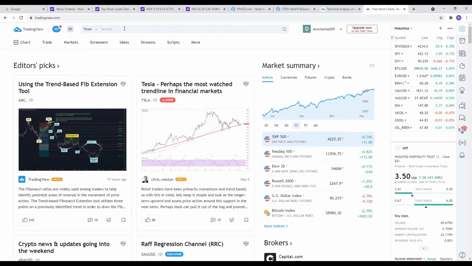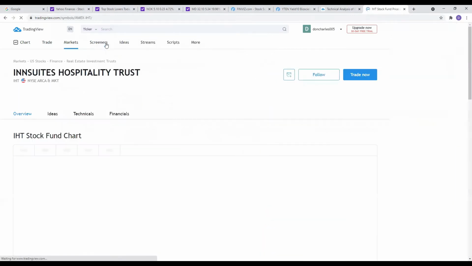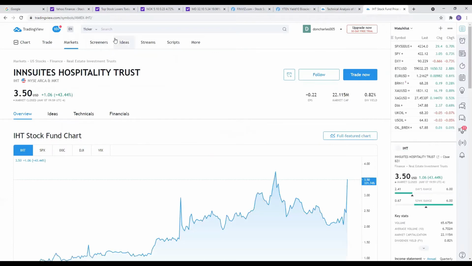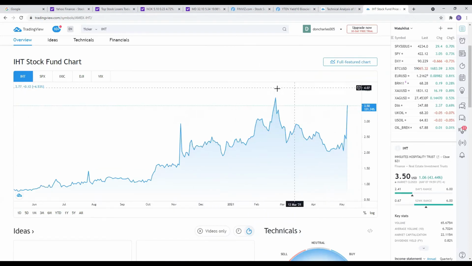Usually when I go on TradingView, I already have an idea about the stocks I'm interested in. So I might just type in any random stock. So I typed in the search box here, the ticker for the stocks. I typed in IHT. That's the ticker for the stock. And the charts appear right here. This is free. I do not have to pay to see charts on TradingView.